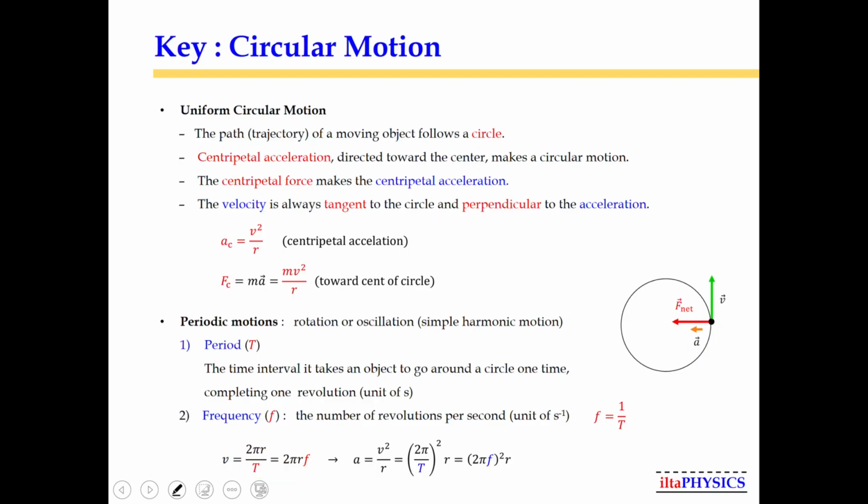A moment ago, we said that the centripetal acceleration that enables circular motion is the velocity squared divided by the radius. So if we plug the velocity we just found into the centripetal acceleration formula, we can also write it in terms of period and frequency. All right, let's solve some basic practice problems regarding uniform circular motion together.